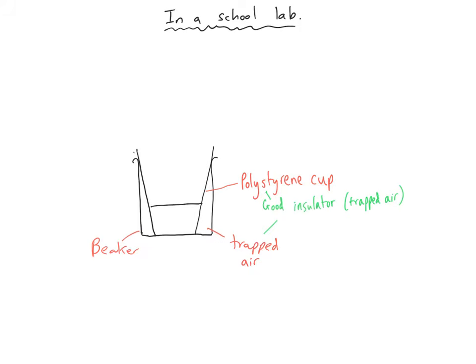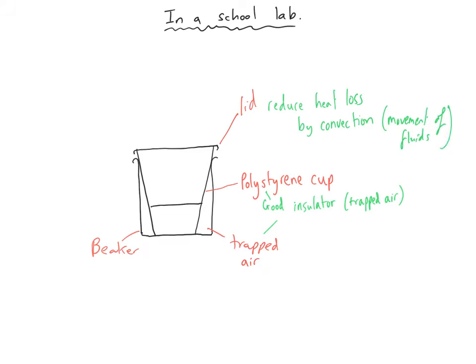And then we will put a lid over the top of our polystyrene cup. And the lid will reduce heat loss again, but this time it will reduce heat loss by convection. Convection, if you remember, is the movement of fluids, and on this occasion, and on most occasions really, we're talking about air. And so if heat was generated in this reaction and the temperature went up, the air above the chemicals would get warmer and then it would rise up. And if that lid was not there, it would carry on and leave.